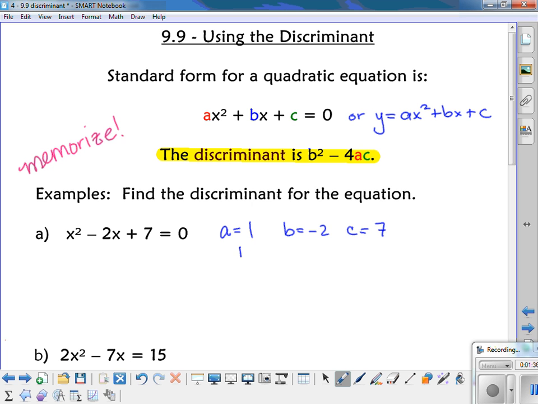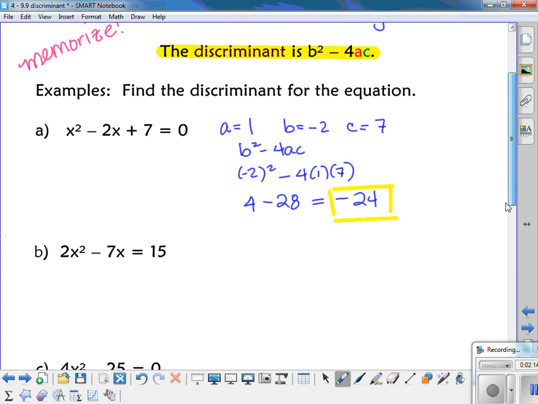All right, then I'm just going to take b squared minus 4ac and see what it equals. So I take -2 and I square it, and I subtract 4 times 1 times 7. So -2 times -2 is positive 4. 4 times 1 times 7 is 28. So 4 minus 28, the discriminant for this one is -24. Okay, any questions? Okay. Let's take a look at example B.